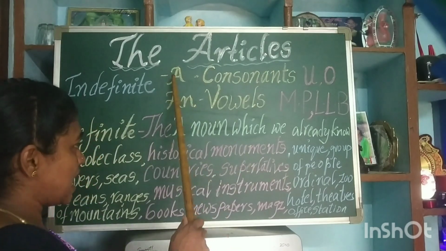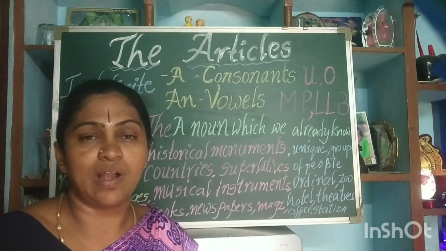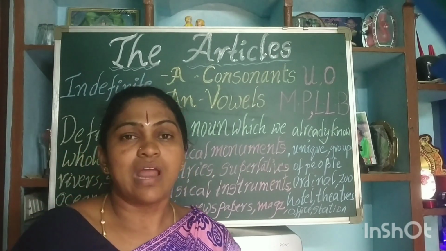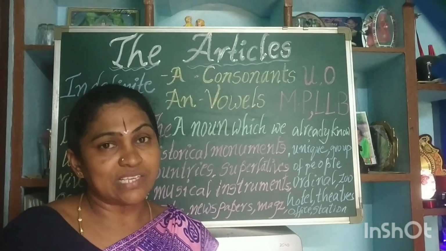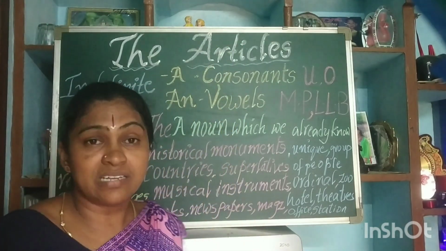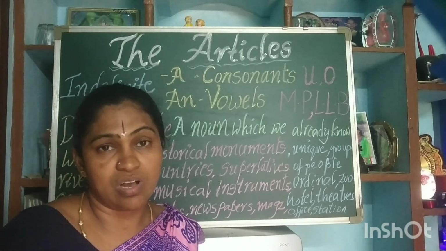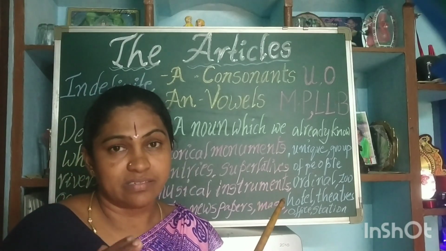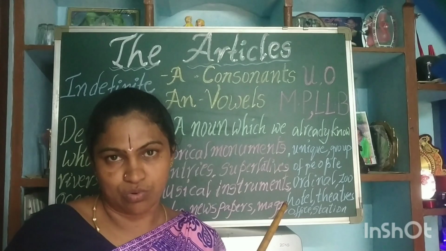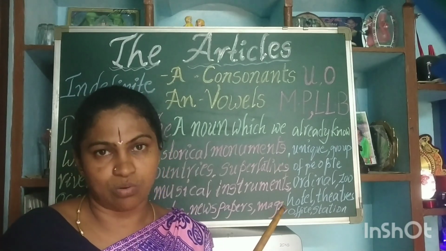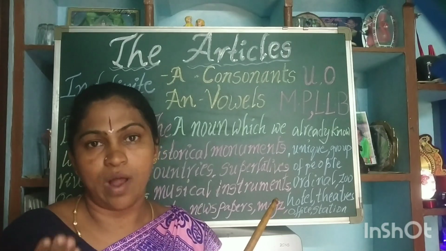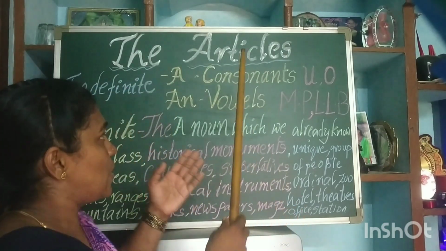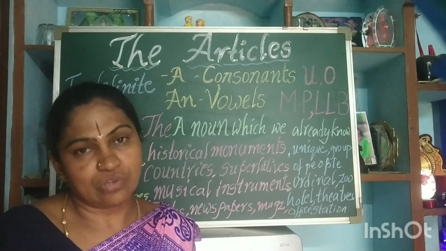Today's topic is the articles. There are three articles in English, which are also called determiners, limiting adjectives or demonstrative adjectives. Why is it called an adjective? Articles are also called adjectives because adjectives describe a noun or pronoun in a way that tells the size, number, quality, quantity, like that. So it is called an adjective also.